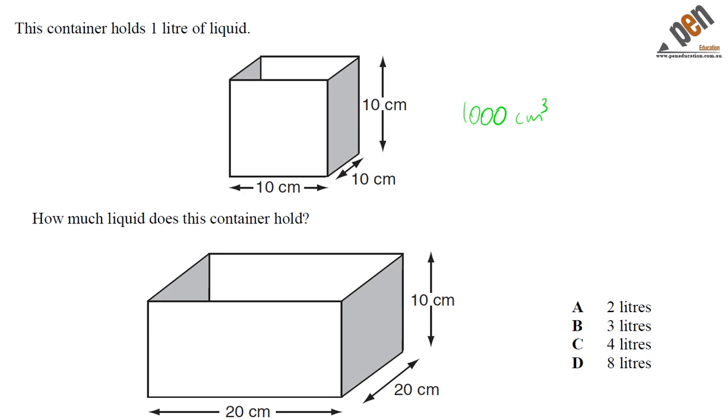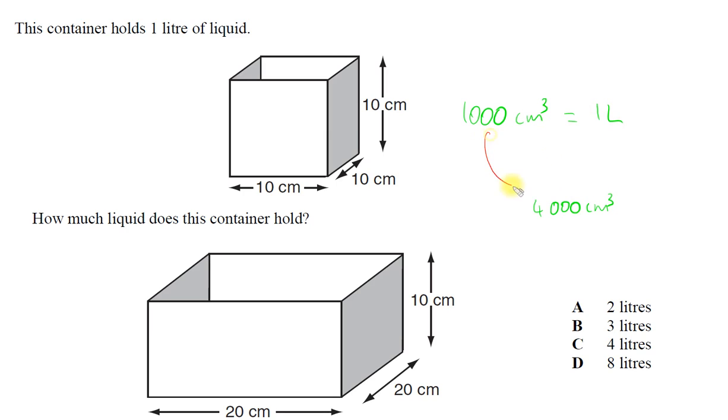What about this container here? You have 10 by 20 by 20. So what that actually is, 4,000 centimeters cubed. Now if 1,000 centimeters cubed was 1 liter, then 4,000 centimeters cubed is how many liters?